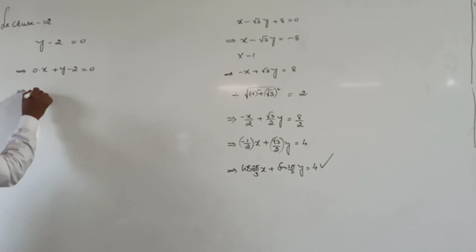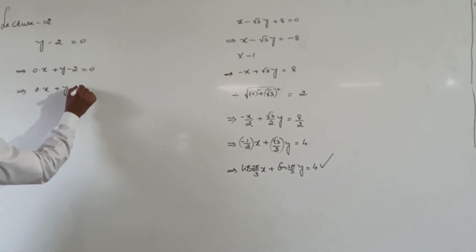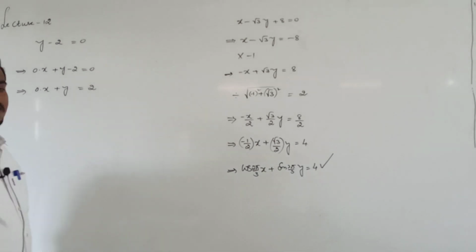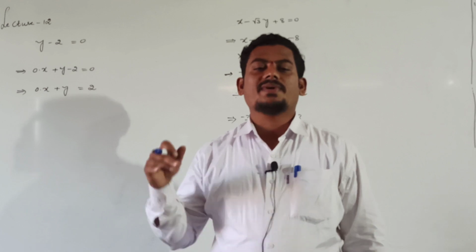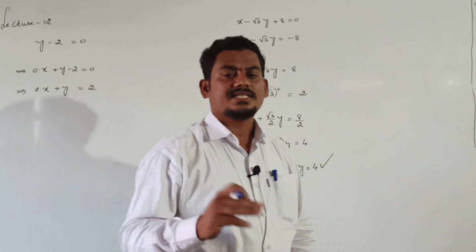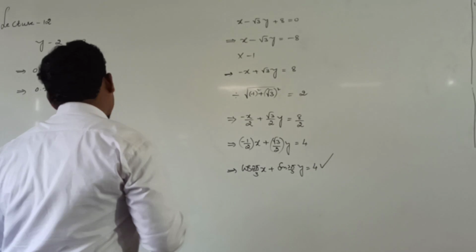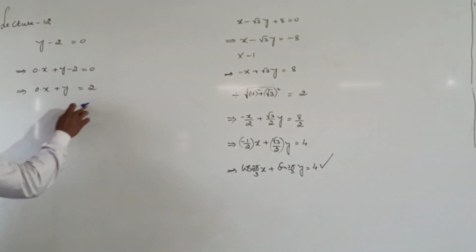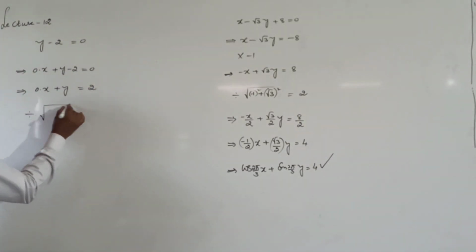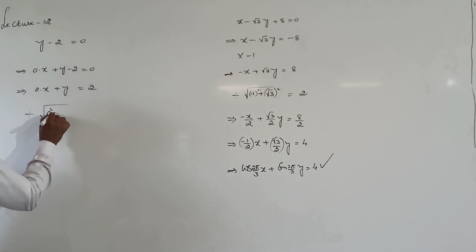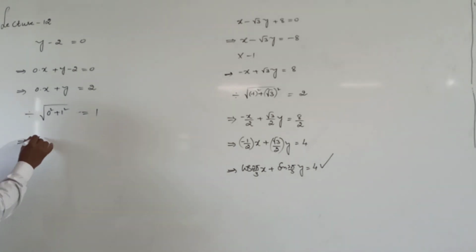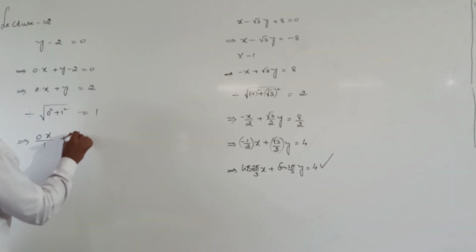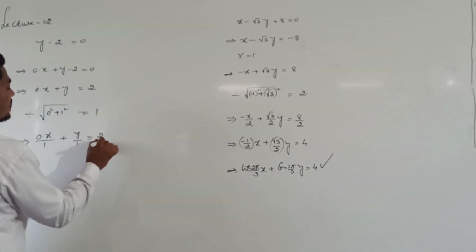Again same procedure only. 0 into x plus y, that's equal to plus 2. Constant term send it to RHS. If the constant term is negative, then make it positive. Why? Because the RHS expression represents the distance between origin and line. Clearly in this case the RHS expression is positive. After that what do we do? Dividing by the square root of 0 square plus 1 square, that's equal to 1. 0 into x divided by 1 plus y divided by 1 is equal to 2 divided by 1.